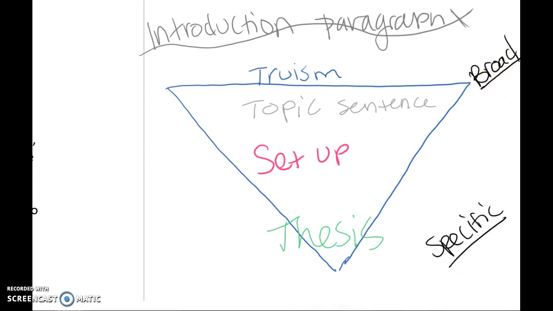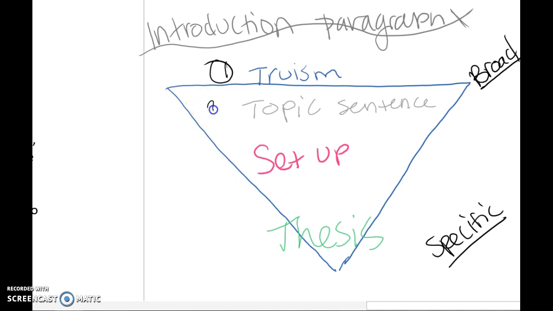So, the first part is your truism. Number one, this is your very broad statement. It is not about your argument, but it is related to the topic. This is to draw your reader in.